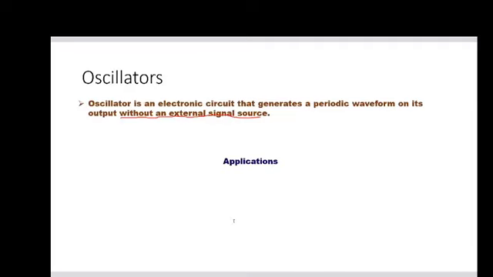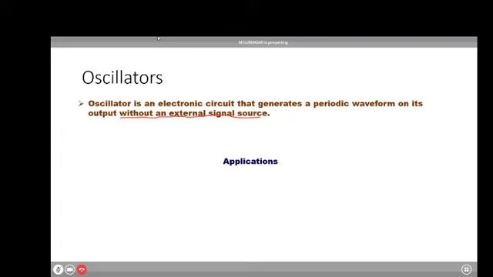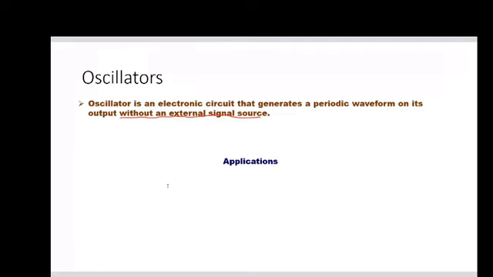An oscillator is an electronic circuit that generates a periodic waveform. Periodic waveform means it should not have any shift in phase or amplitude. The phase and amplitude should be the same everywhere. If it is a sine wave, then it has to be a perfect sine wave, and the zero crossing should be proper everywhere. That's why it is a periodic waveform.